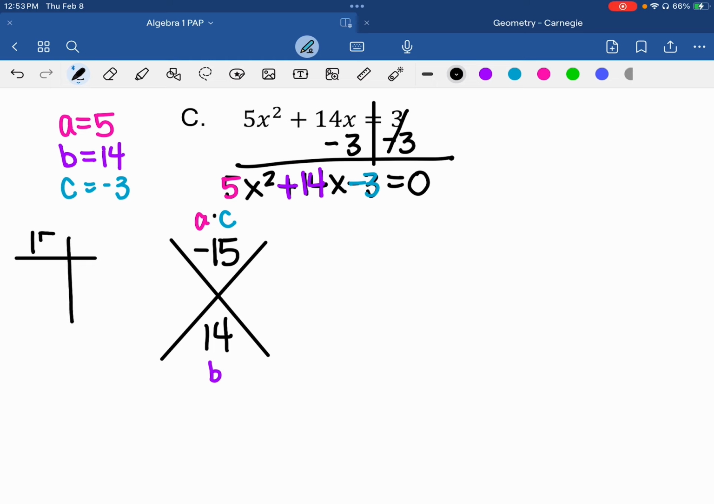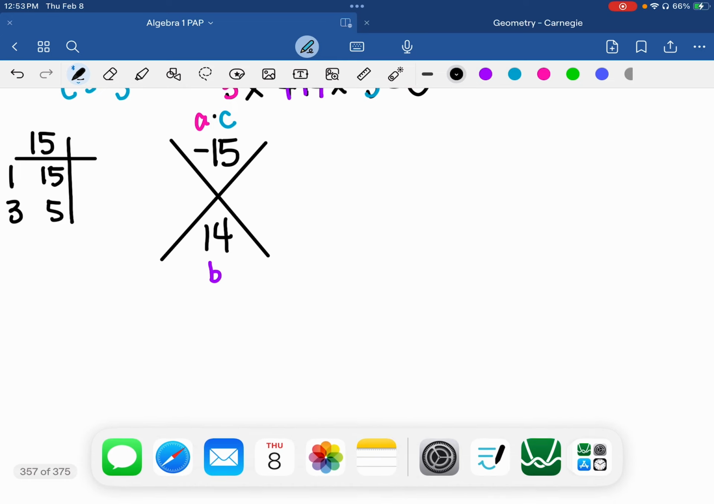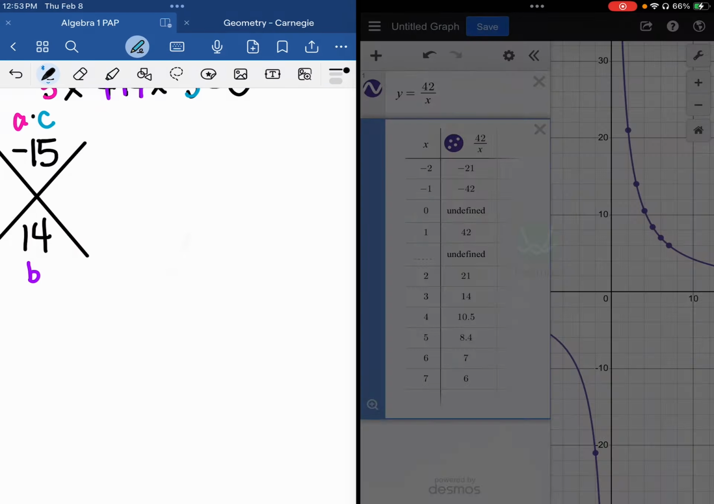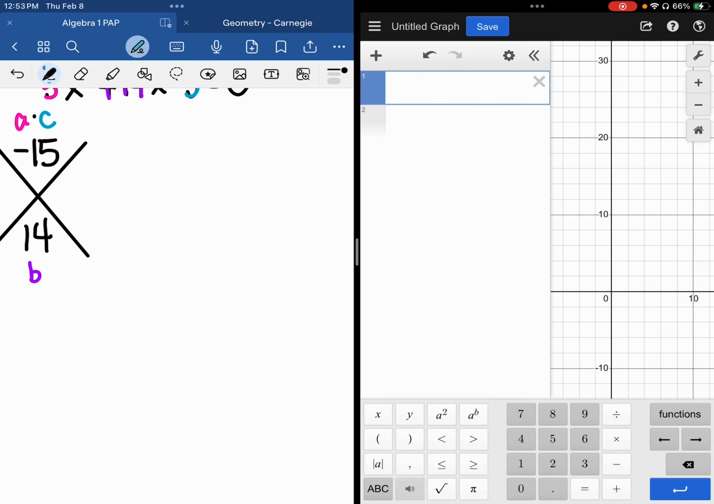I think I know the factors of 15. I think they're 1 and 15 and 3 and 5. I think the only other one is 5 and 3. If you want to, I can show you really quickly. There we go. Come on, Desmos. Let me go ahead and show you really quickly.